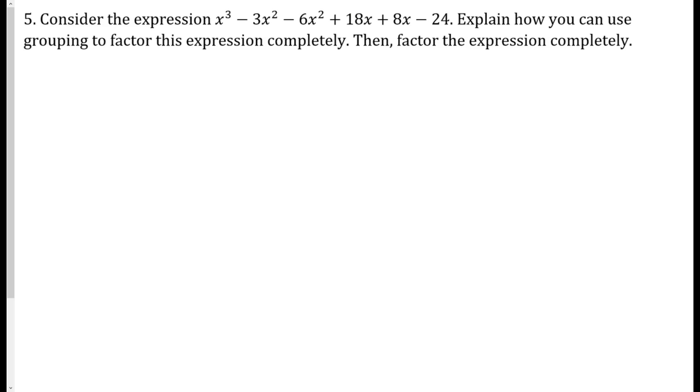5. Consider the expression. Explain how you can use grouping to factor this expression completely, then factor the expression completely. So, looking at this expression, it's written bizarrely. I have x cubed minus 3x squared minus 6x squared plus 18x plus 8x minus 24. So, this expression is written this way for some reason. I notice that their x squareds aren't combined together and the x's aren't combined together.